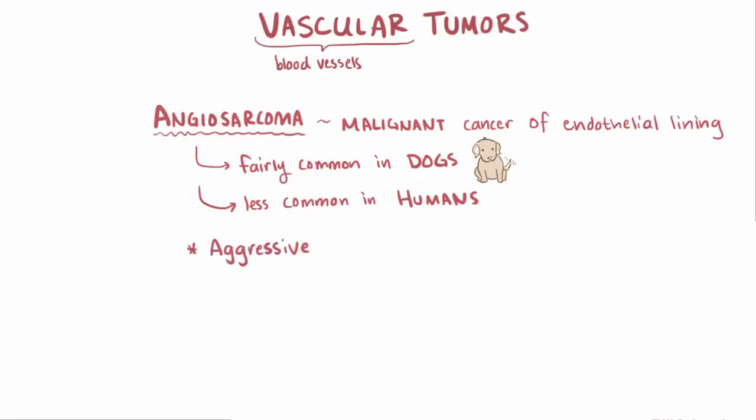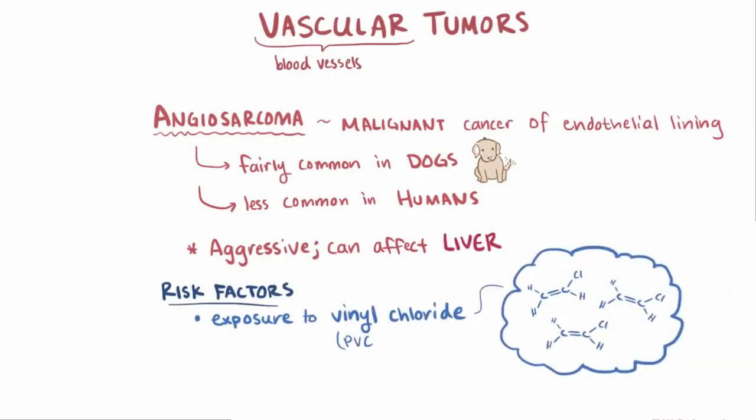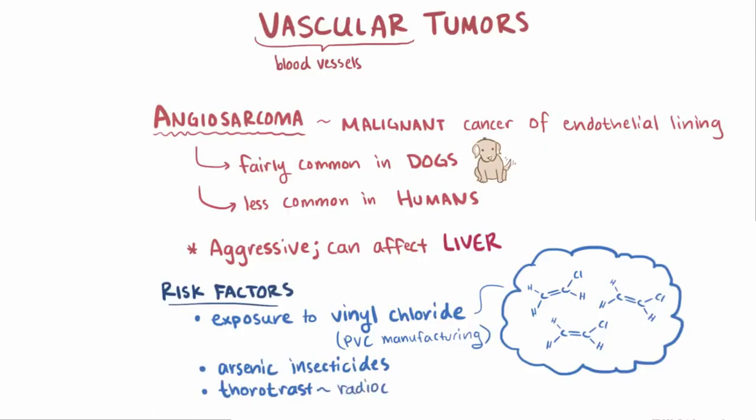Angiosarcomas are really aggressive and can affect the blood vessels in the liver. People who are frequently exposed to vinyl chloride monomer gas in PVC manufacturing are at risk of developing the disease, along with people who are exposed to arsenic insecticides and thorotrast, which is a radio contrast used during imaging procedures back in the 1930s and 40s.